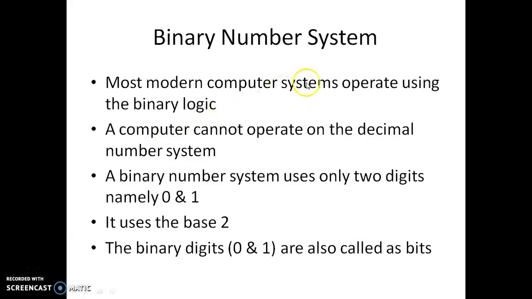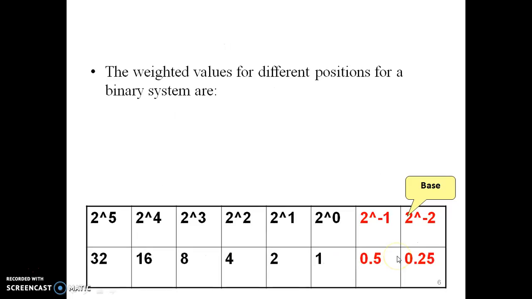Next we see binary number system. Most modern computer systems operate using binary logic. A computer cannot operate on the decimal number system. A binary number system uses only two digits, namely 0 and 1. It uses the base 2. The binary digits are also called bits.